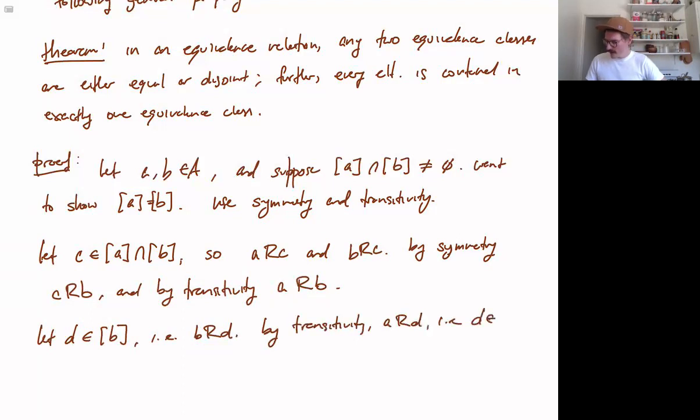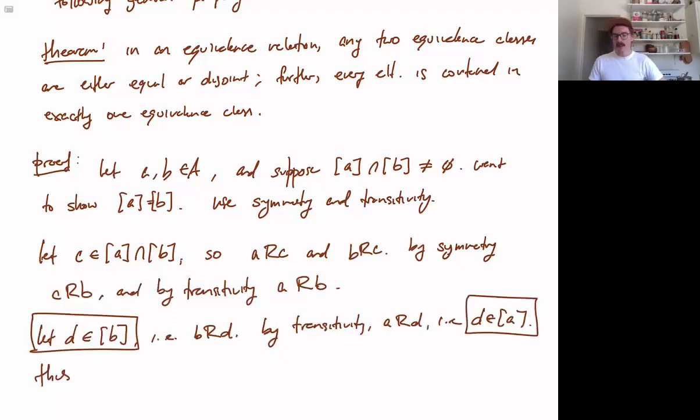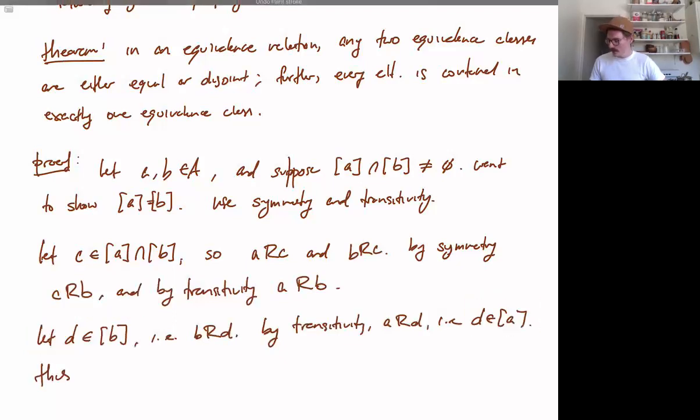Which is to say that D is in the equivalence class of A. So what did we just do there? We took any element of the equivalence class of B, and we showed that it is in the equivalence class of A. So what that shows is that the equivalence class of B is contained in the equivalence class of A.